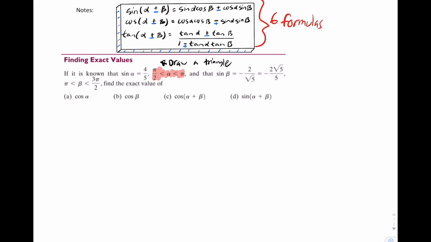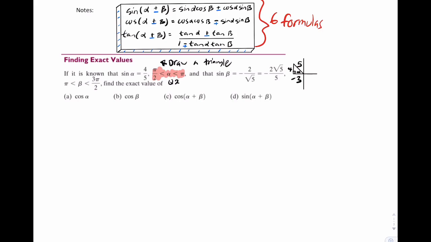So I'll put the triangle on the side over here. So the alpha triangle, it says between pi over 2 and pi, so that's going to be, hopefully you know, quadrant 2. So we draw a triangle right there in quadrant 2. We'll put alpha right there. Sine is 4 over 5, so let's write that 4, 5. That makes your adjacent -3.